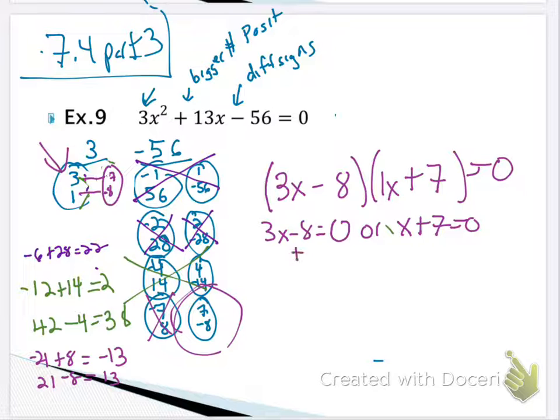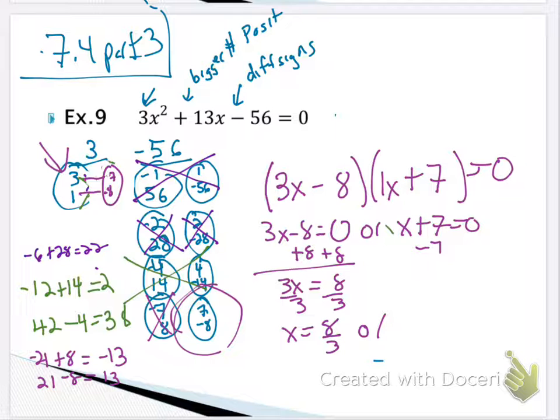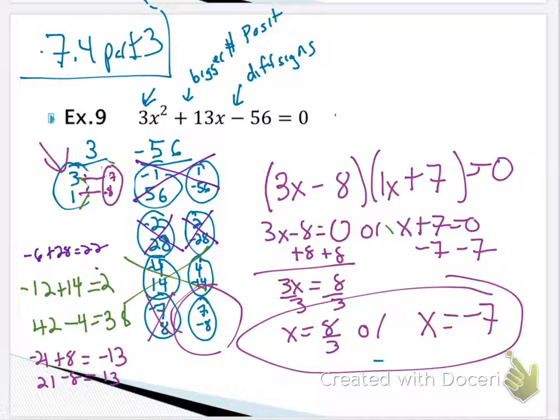We're going to solve for x. Add 8 to both sides. We get 3x equals 8, divide by 3, x equals 8/3. Or subtract 7, and we get x equals -7. So either one of these would be a solution to our equation.